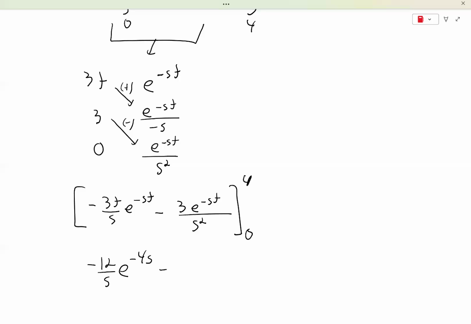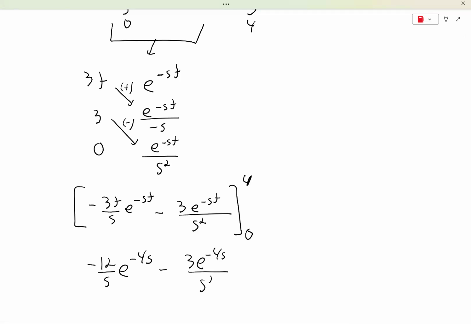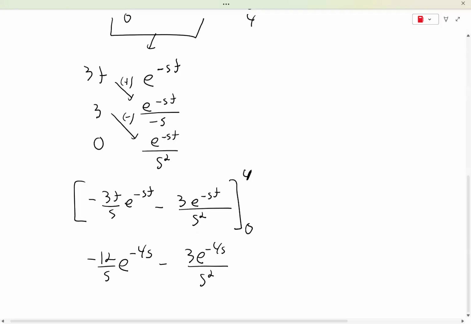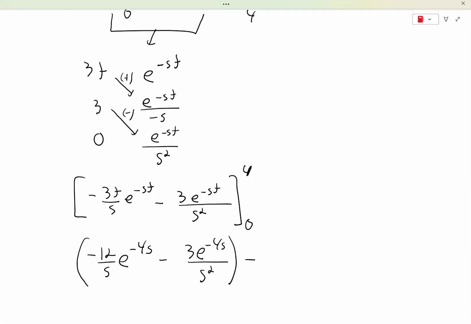And then put in 4 here for t. That would be minus 3e to the negative 4s over s squared. That's for the upper, anyway. Now, if you put in the lower one, let me check here real quick. Yeah, if you put in the lower one here, then now I put in 0.